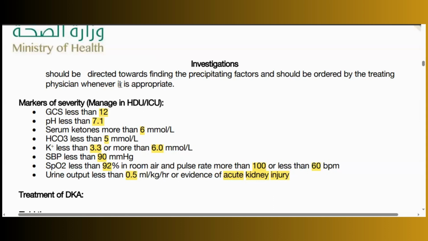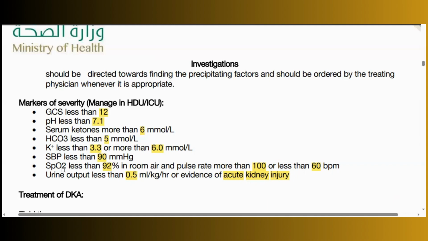The Glasgow scale less than 12. The pH less than 7.1. Serum ketones more than 6. HCO3 less than 5. Potassium less than 3.3 or more than 6. Systolic blood pressure less than 90.